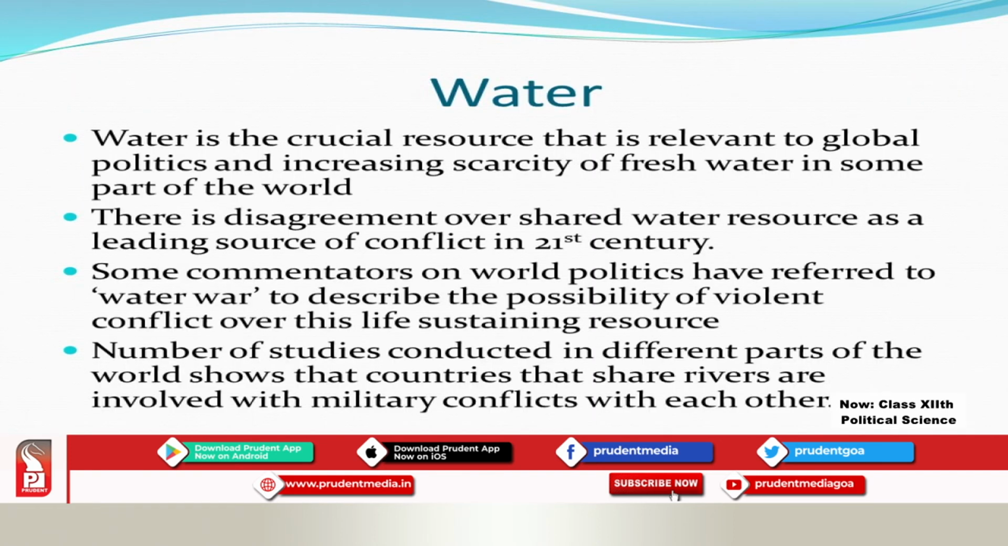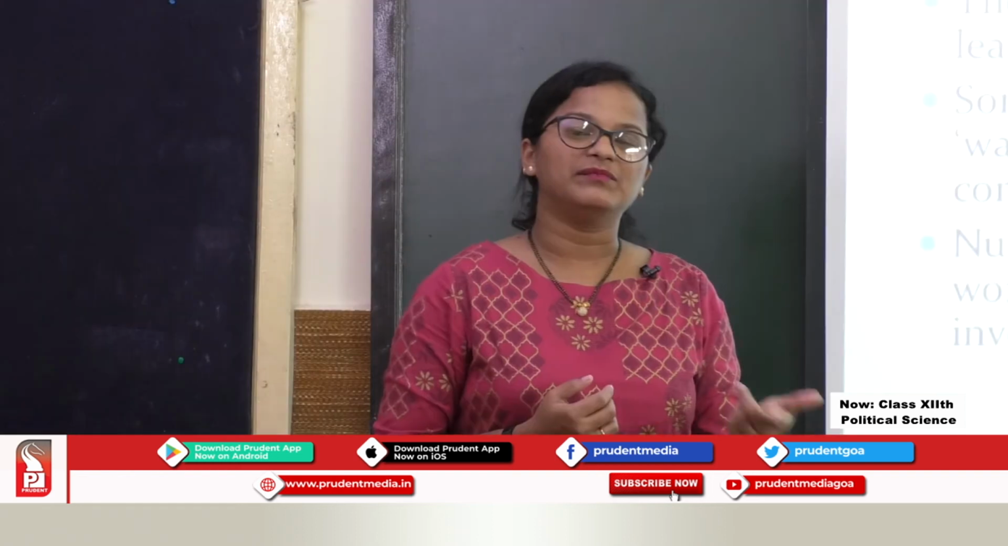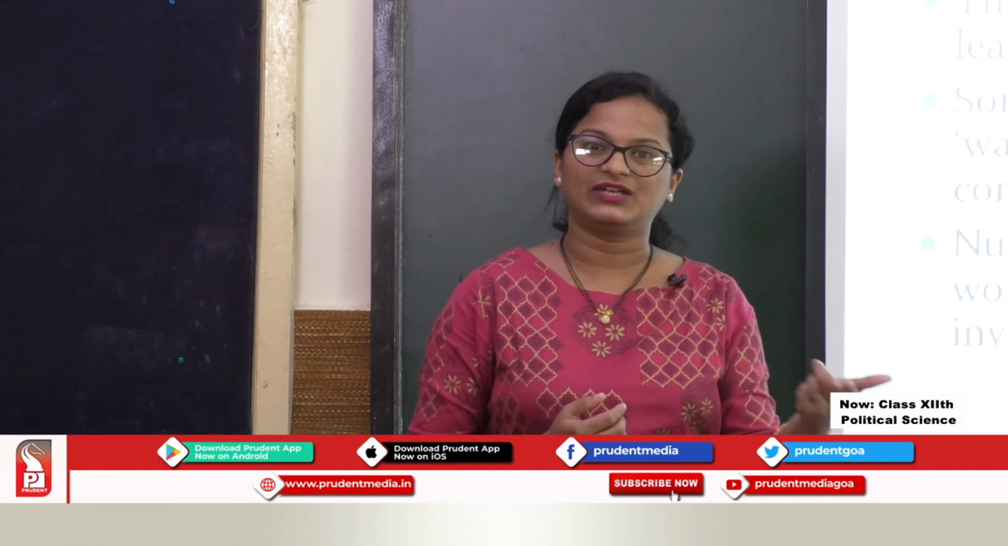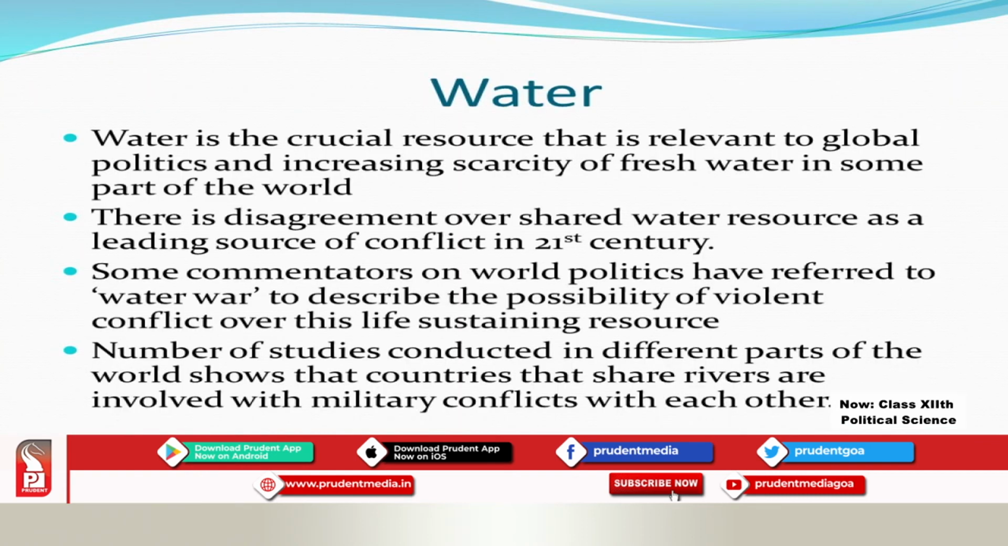So there is disagreement over the share of water resources as a leading source of conflict in the 21st century. As we have studied, India and Pakistan have a conflict over sharing of the river water of the Indus. Similarly, India and Bangladesh also have an issue on sharing the river water of the Ganga and Brahmaputra. Not only countries but also within a country, I'll give you a very simple and small example of a particular state, Goa. Goa has a conflict with Karnataka over the sharing of the river water Mhadei. So this is also an example.